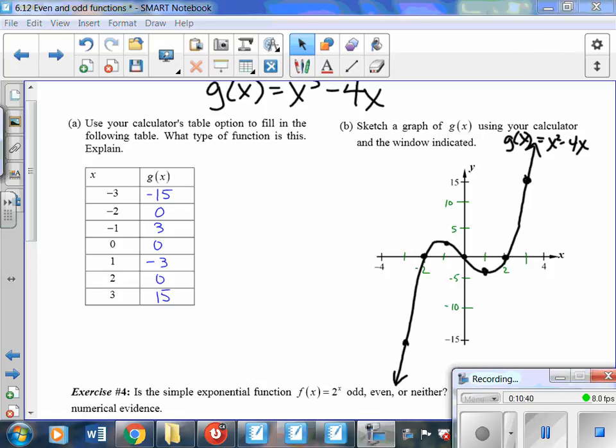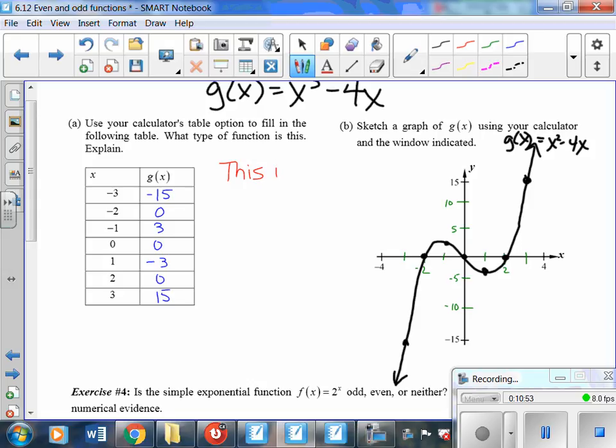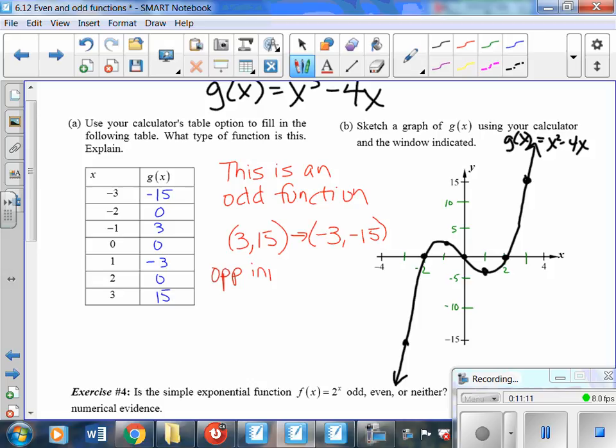All right, so it is saying here, sketch the graph, use your calculator in the window below. So what type of function is this going to be? This is an odd function. All right, so let's write that down. This is an odd function. And the reason I know, using our definition, is that I know that (3, 15) goes to (-3, -15), because opposite inputs yield opposite outputs.